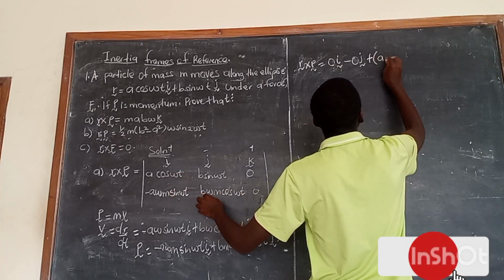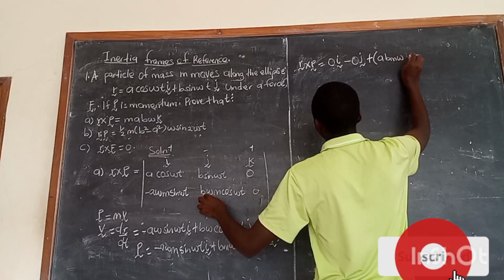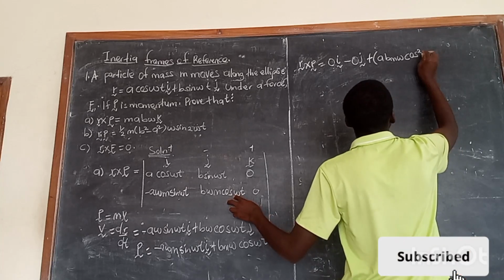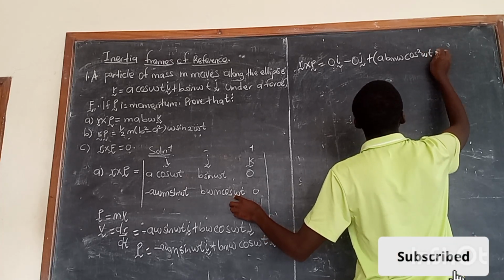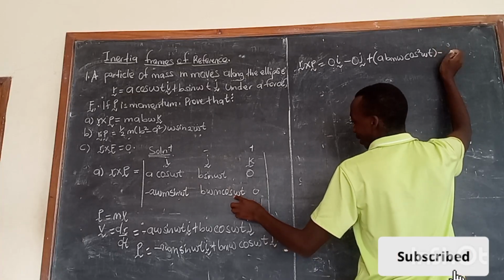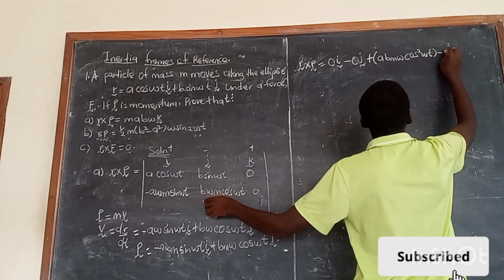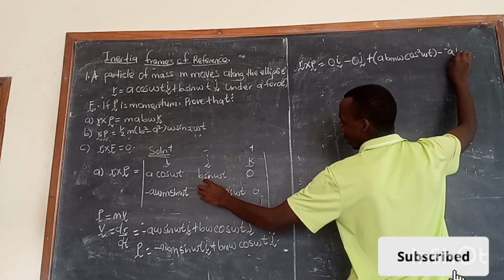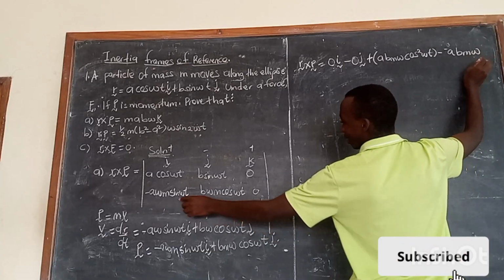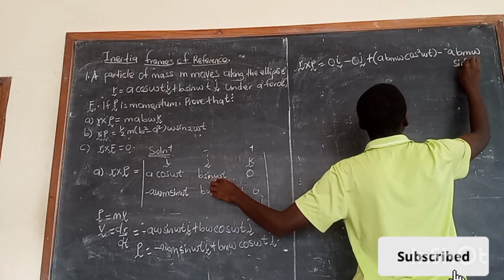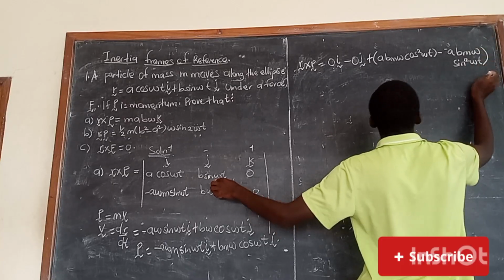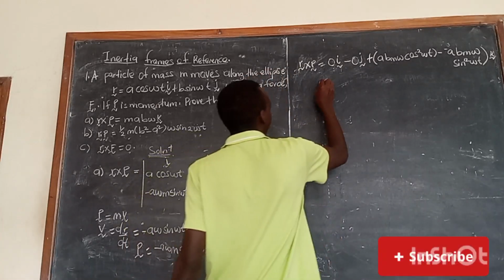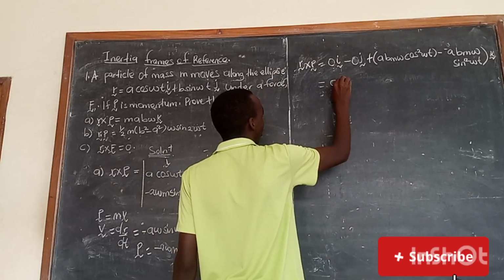a b m omega cos squared omega t. Then minus, now this, which is again minus a b m omega sin squared omega t. So we end up having the i and j parts become 0, plus the k part.